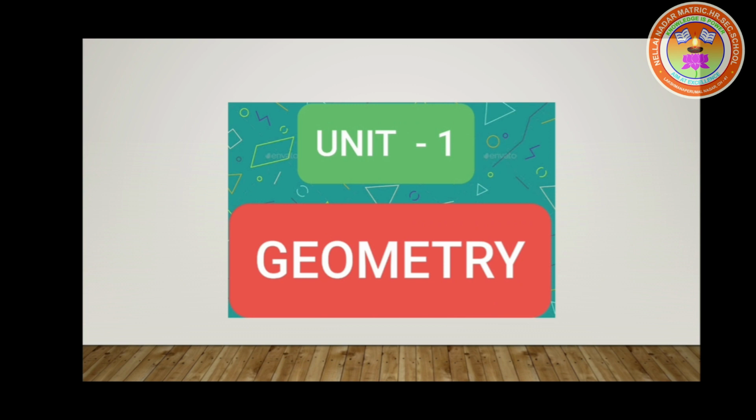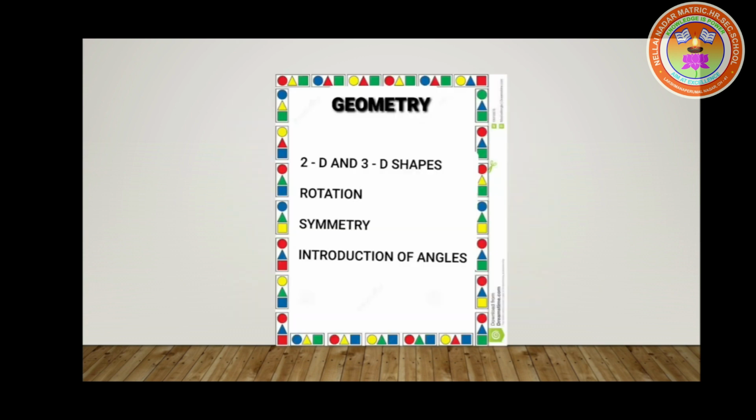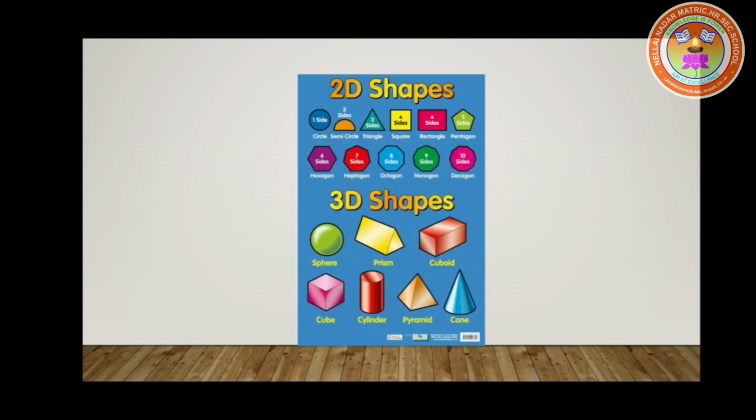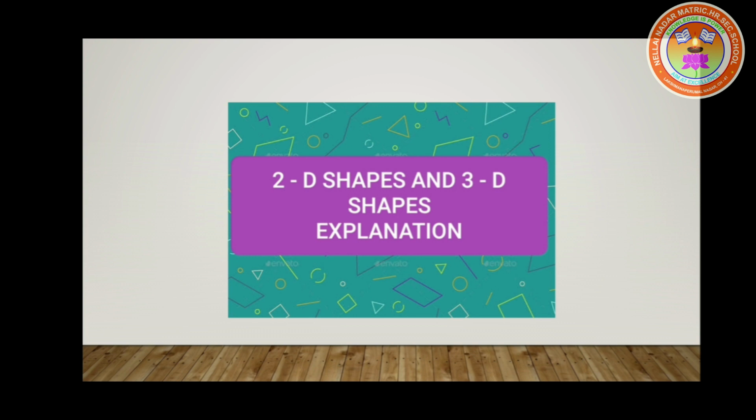Now, Unit 1, Geometry. That is your first lesson, first unit we are going to learn. Under geometry, we have four topics. The first one is 2D and 3D shapes, rotation, symmetry, and introduction of angles. These are the four topics under geometry you have. Now, today, we are going to learn in detail about 2D and 3D shapes. First, we will learn about 2D and 3D shapes explanation.